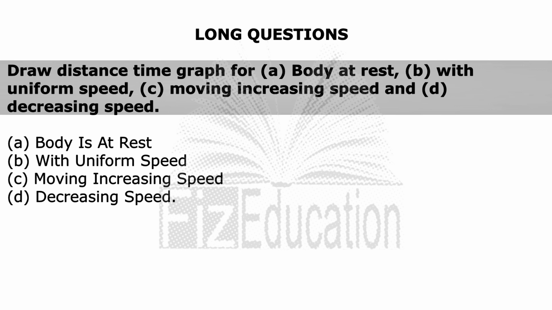Long questions. Draw distance time graph for A. Body at rest. B. With uniform speed. C. Moving with increasing speed and D. Decreasing speed. A. Body is at rest. B. With uniform speed. C. Moving with increasing speed. D. Decreasing speed.